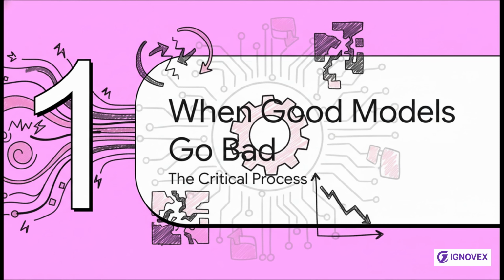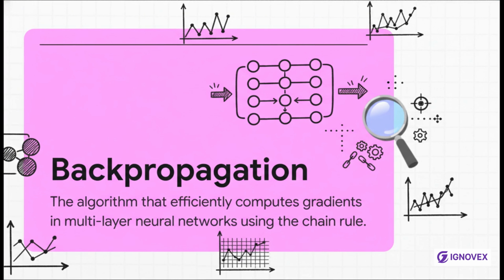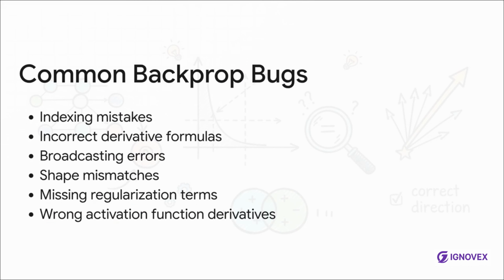When a good model starts to go bad, it almost always comes down to a problem in one single critical process. And this is it, backpropagation. This is the mathematical heart of your neural network. It is a truly brilliant and efficient way to figure out how every single weight and bias in your model affects the final error. But, and this is a big but, it is incredibly delicate and notoriously complex to implement from scratch. And because it's so complex, it's just so easy to get wrong.